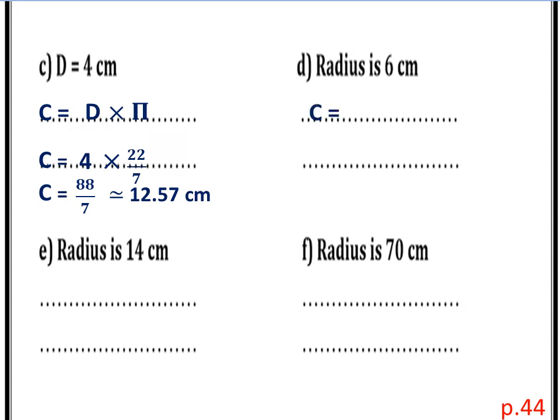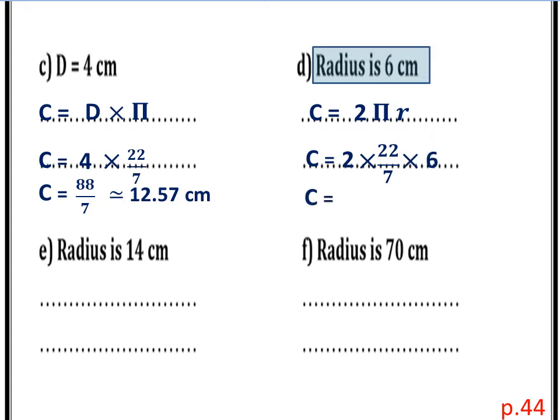And now in letter D, the radius is 6 centimeters. So let's put the rule C equals D times pi. No, it's going to be wrong. Here we do not have the diameter, we have the radius. So we use the rule which uses the radius, 2 pi r. So C equals 2 times 22 over 7, the value of pi, times the radius, which is 6. Put it on your calculator. The answer will be 264 over 7, which equals approximately 37.71 centimeters.